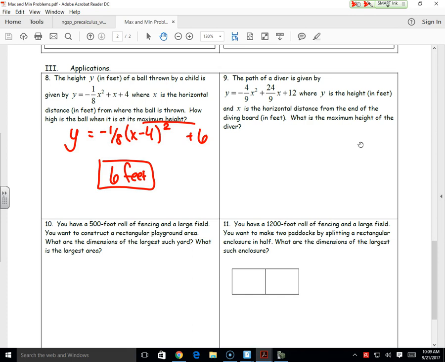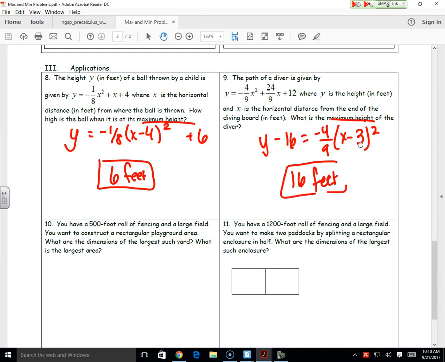And then for number 9, y minus 16, I think, equals, sorry, I think I did it wrong the first time and wrote over it. It looks like a 16. x minus 3 quantity squared. So once again, if you're doing the maximum height, that would be, I believe, 16 feet. You guys agree? Some are yes and some are still kind of wondering.